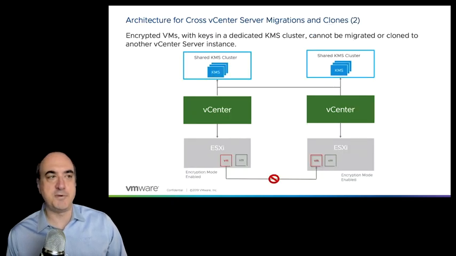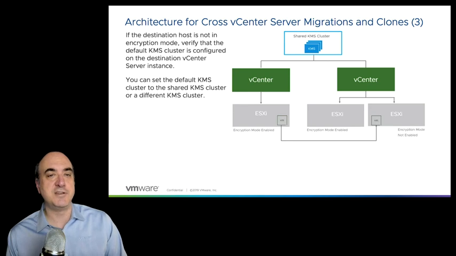If you have encrypted VMs with keys in dedicated KMS clusters, then they cannot be moved or cloned. You cannot do that because there's no way to gather the key from the KMS that was dedicated to the vCenter on the left. You try to move the VM over to the vCenter on the right. That vCenter does not have access to the same KMS, doesn't have access to the same keys. So that's not possible. So you can do cross vCenter migrations and cross vCenter cloning, provided you have this shared KMS.